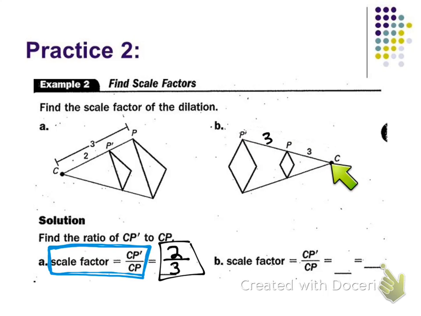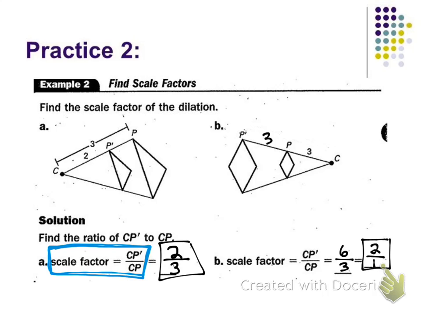We want the distance from C to P prime on top. So 3 plus 3 is 6. What's the distance from C to P? 3. Now, if you can reduce it, you need to reduce it. So this is going to be 2 over 1.